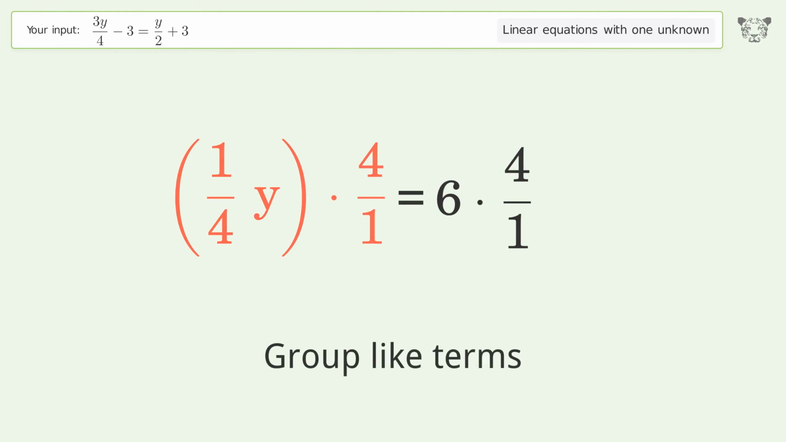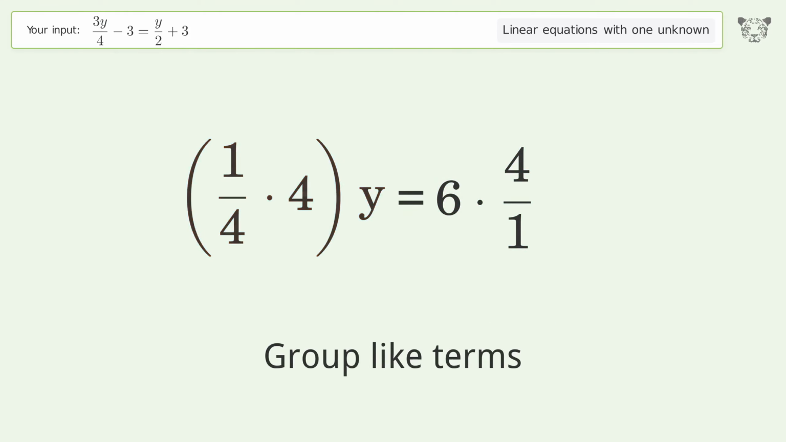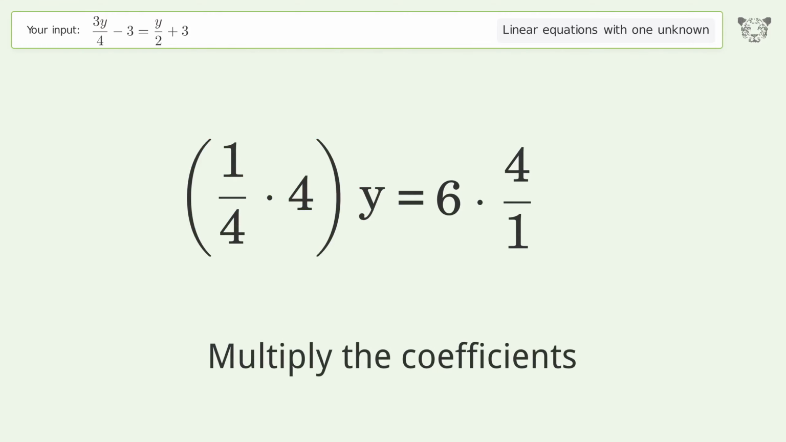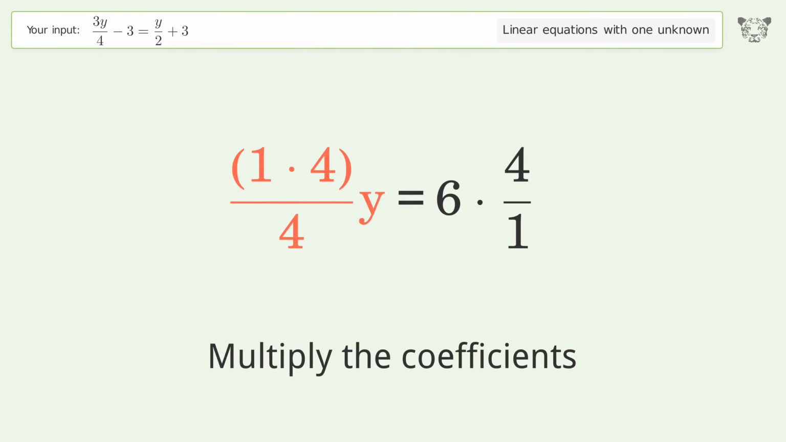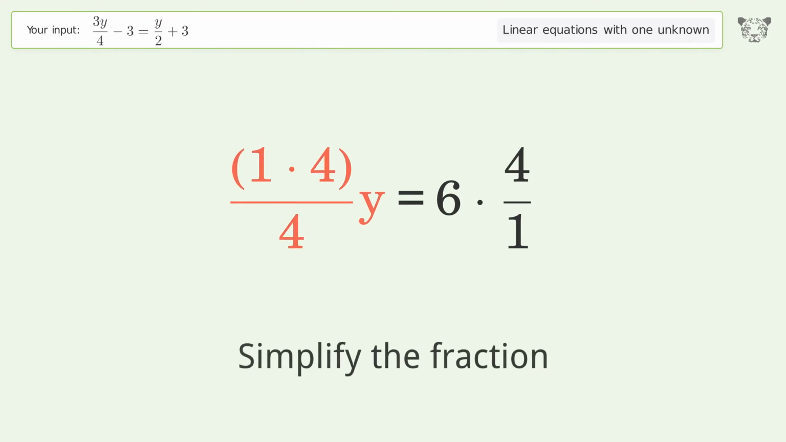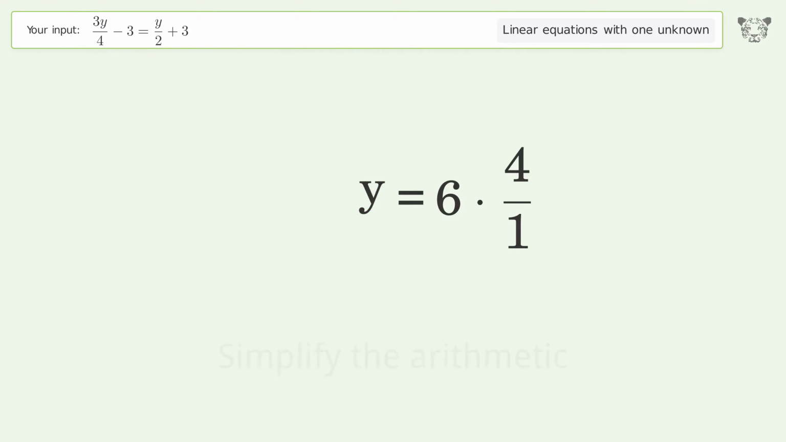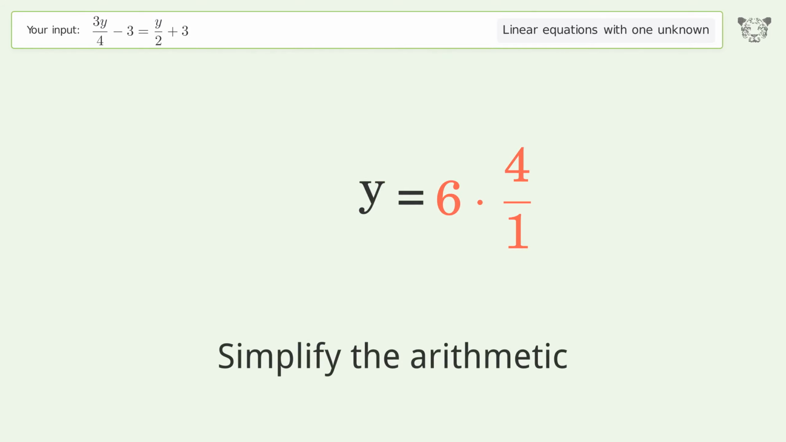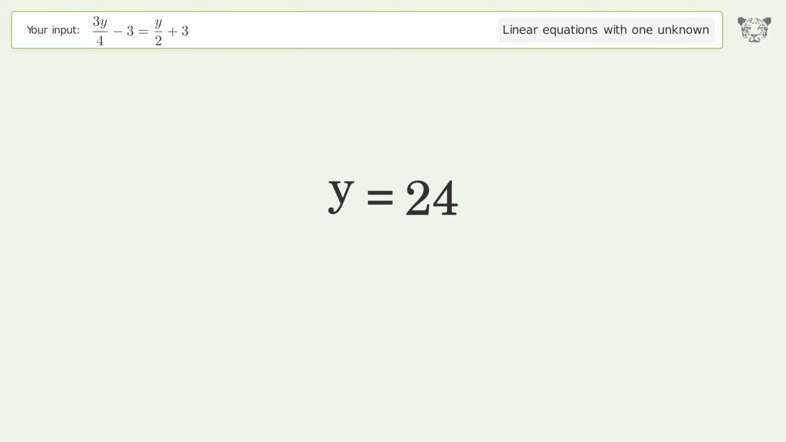Group like terms. Multiply the coefficients. Simplify the fraction. Simplify the arithmetic. And so the final result is y equals 24.